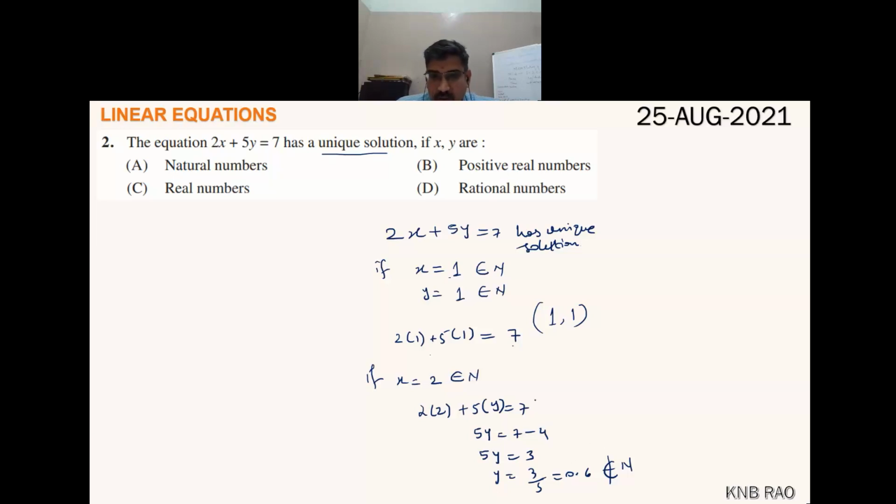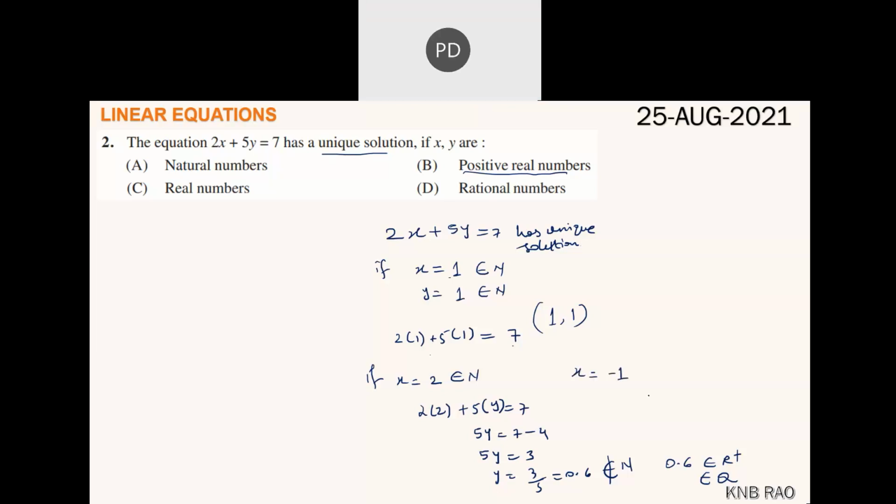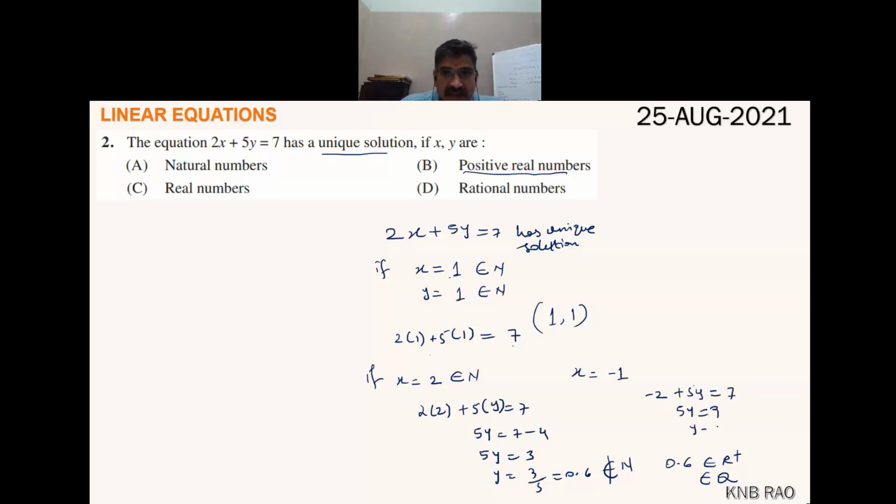So you will get positive real numbers. This 0.6 belongs to positive real numbers, or I would say rational numbers. The more different values you consider, let's say x is minus 1, then this becomes minus 2 plus 5y equals 7, so 5y equals 9, and y equals 9 by 5, which is nothing but 1.8.